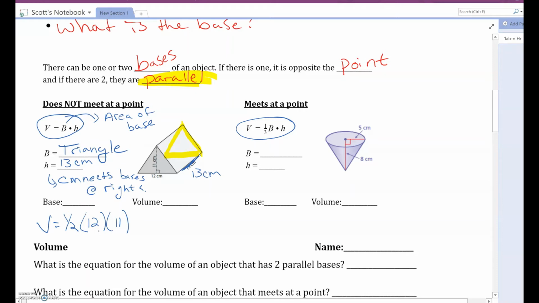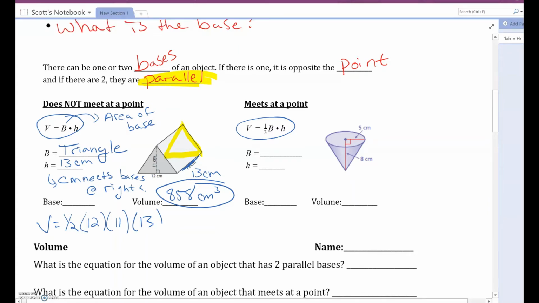I need to connect the two bases, so I need to do that times 13, which would give me 858 centimeters cubed. Finding volume gives cubed units because it's three-dimensional, so I need to multiply three numbers together.